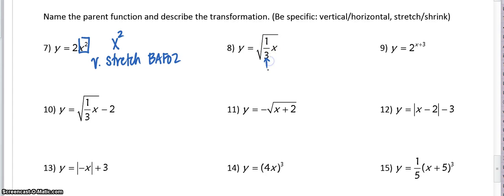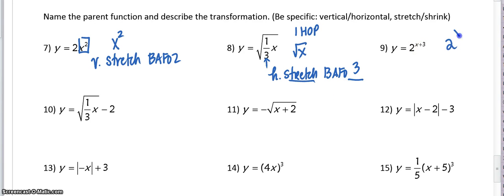Okay, this guy is on the inside, so we have an IHOP right here. So the parent function is the square root of x. It's horizontal. It does the opposite of what we think. So this is a horizontal stretch by a factor of 3. Remember, the word stretch goes with a big number. Okay, this guy right here, the parent function is 2 to the x. The change is happening right next to the x, so that's considered on the inside. So this is horizontal, and I see a plus sign, so that makes it a shift, and it does the opposite of what it says, so we're going to go to the left 3.